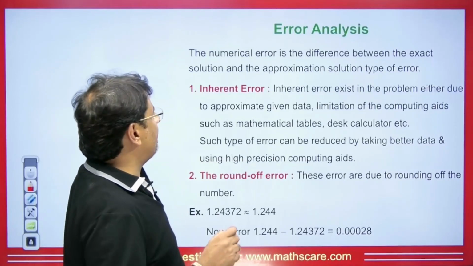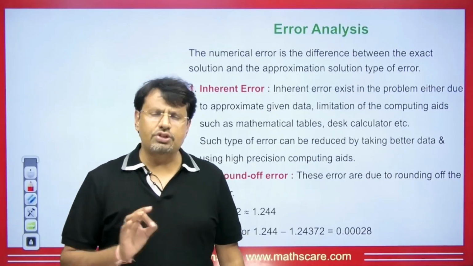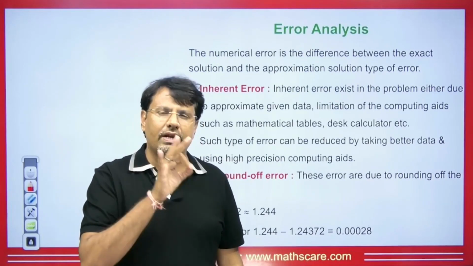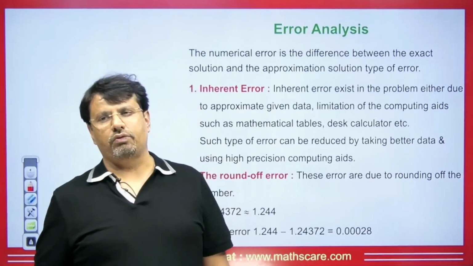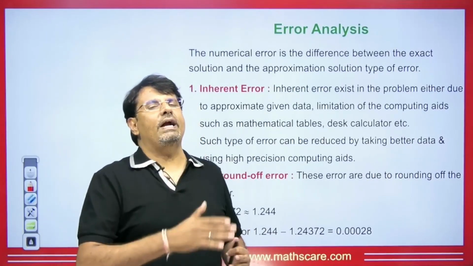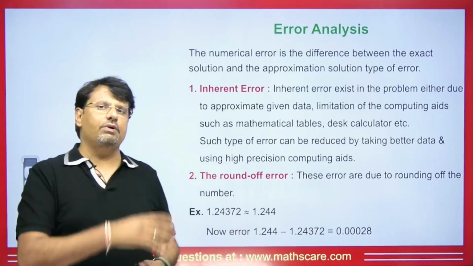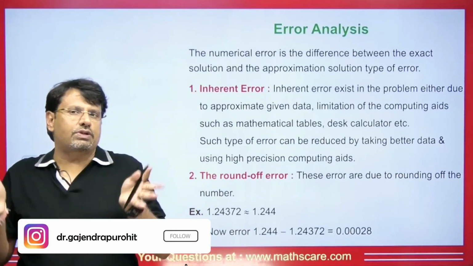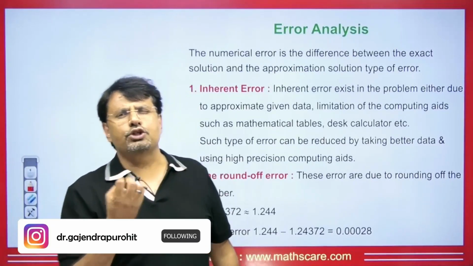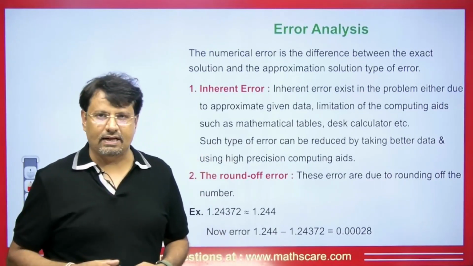The numerical error is the difference between the exact solution and the approximate solution. Whenever we solve any differential equation using a numerical method, or solve any integration with the help of a numerical method, or interpolate any data, we get an approximate value and not the exact value. Clear, students? So whenever we calculate the difference between the exact value and the approximate value, obviously there will be some error. And we are doing the analysis of that same error here.